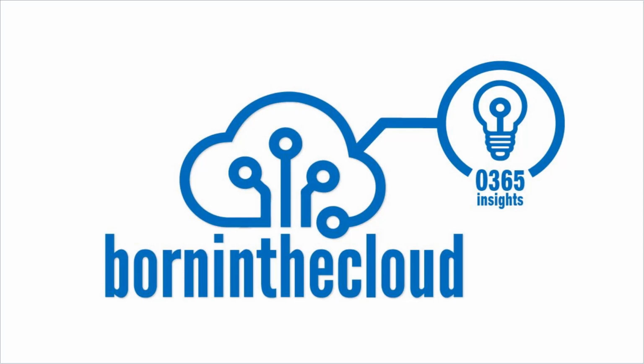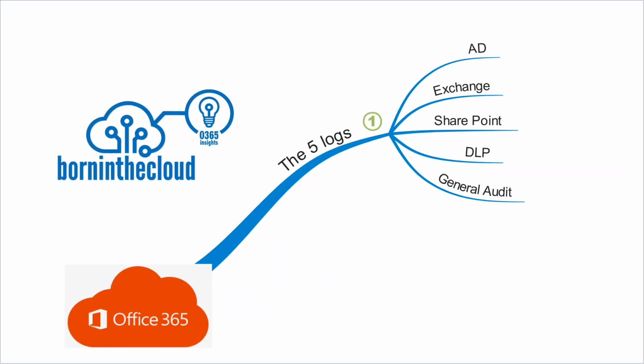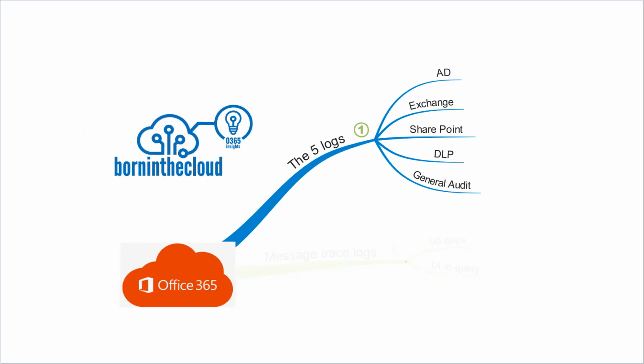Essentially what we do is we start off by taking the 5 logs from Office 365 and bringing them into Log Analytics. So we take Azure AD, Exchange, SharePoint, DLP, and General Audit. We bring these in through a service principal. We don't use a global administrator, so we don't have an account that doesn't have MFA enabled on it.